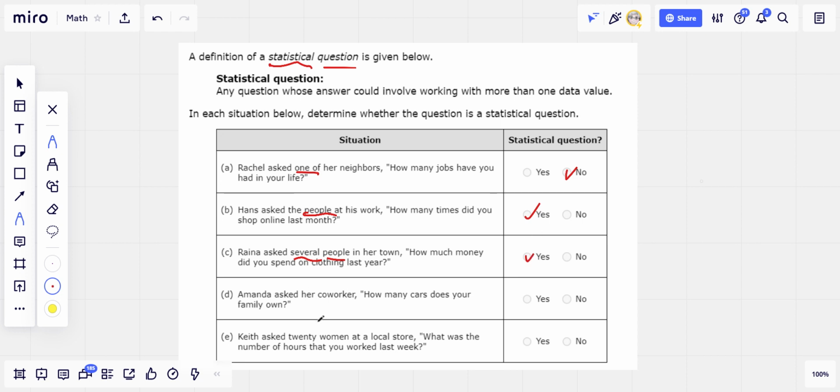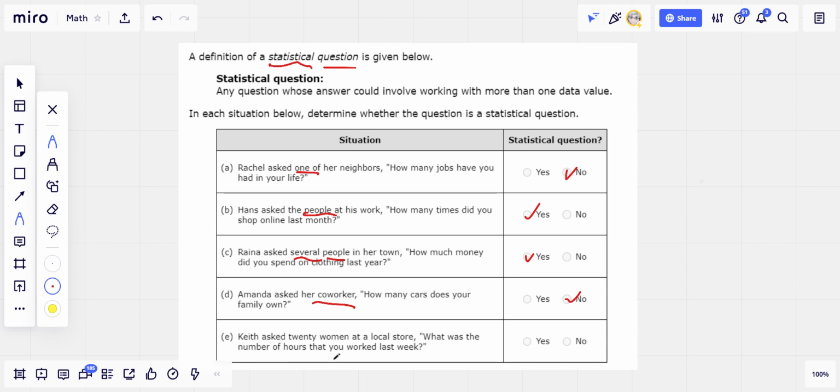And let's see, D. Amanda asked her coworker, how many cars does your family own? This is only one coworker who's being asked. It doesn't matter that there's more than one car. Amanda's still only going to get one number back, 1, 2, 0, 7, because she's only asking one person, one coworker. So that is not statistical.